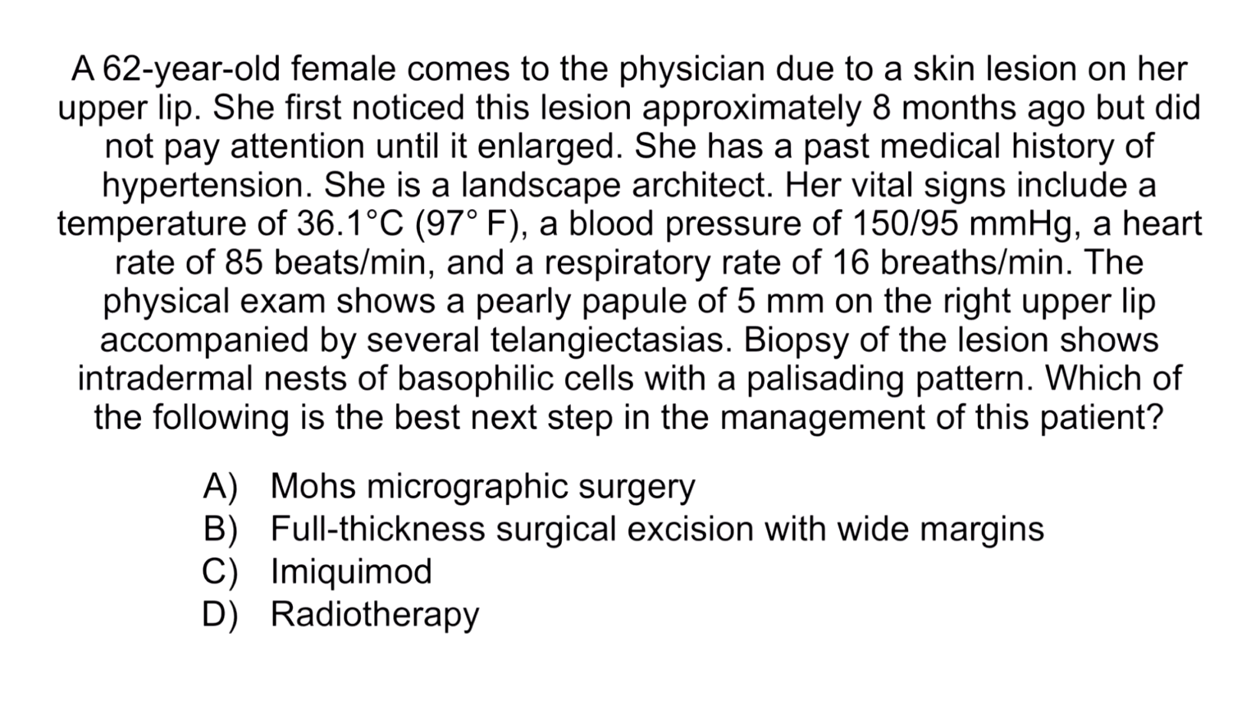Okay, now that we've covered the material, let's wrap up with a board-style question. A 62-year-old female comes to the physician due to a skin lesion on her upper lip. She first noticed this lesion approximately 8 months ago, but did not pay attention until it enlarged. She has a past medical history of hypertension. She is a landscape architect. Her vital signs include a temperature of 36.1 degrees Celsius, a blood pressure of 150/95, a heart rate of 85 beats per minute, and a respiratory rate of 16 breaths per minute.